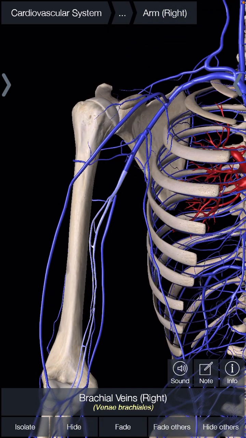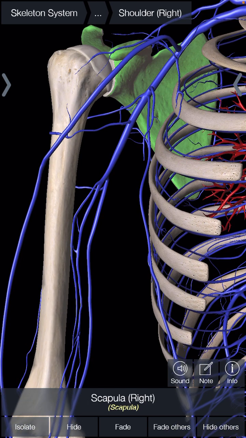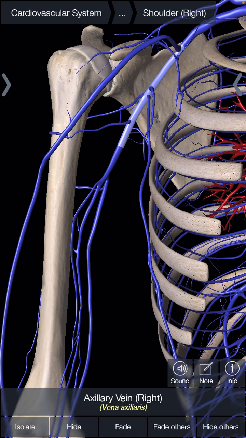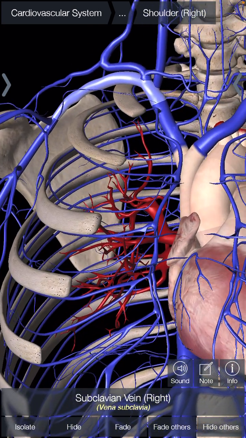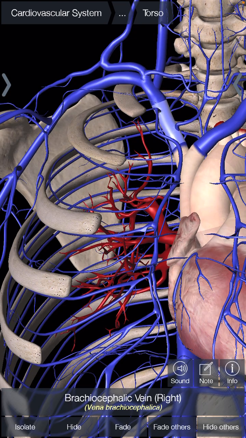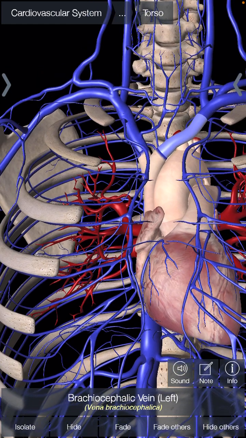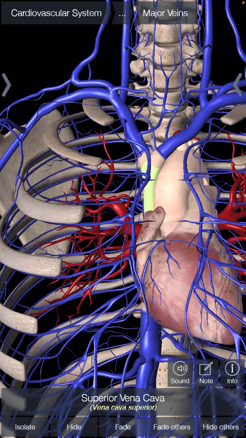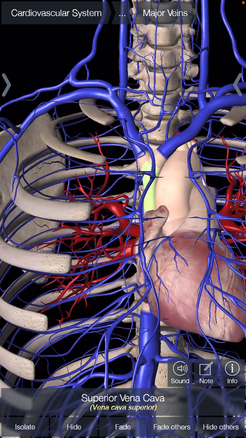As we come closer to the central area, back towards the heart, we then have the axillary vein. The axillary vein becomes the subclavian vein. Subclavian vein then becomes the brachiocephalic vein here. The right and left brachiocephalic veins, notice that you do have a right and left brachiocephalic vein, come together to form the superior vena cava, which then feeds into the right atrium.